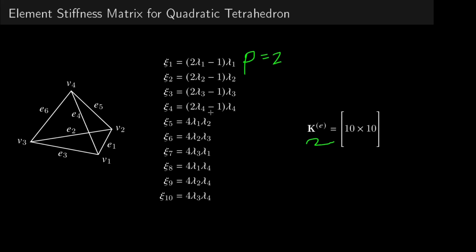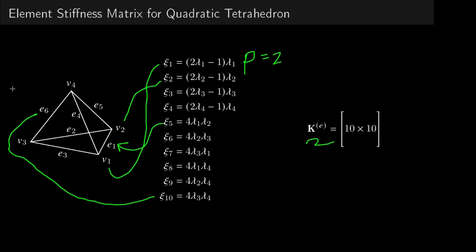As you can see, we have 10 functions and each one is associated to a topological entity of this tetrahedron as I label here. For example, psi1 is for vertex 1, psi2 is for vertex 2, and so on. And psi5 is the first edge function, so it goes with edge 1 here, until psi10. So this is what we mean by the quadratic tetrahedron.